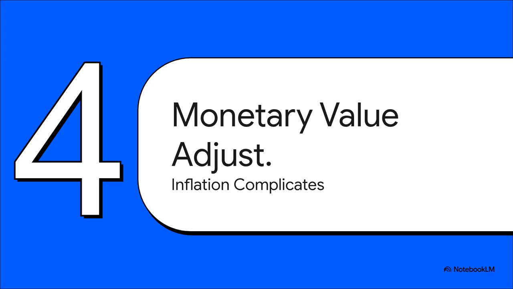All right, section 4, adjusting for monetary value. So far, everything's been pretty straightforward, right? Parts per hour, that kind of thing. But what happens when you start measuring inputs and outputs in, well, money?